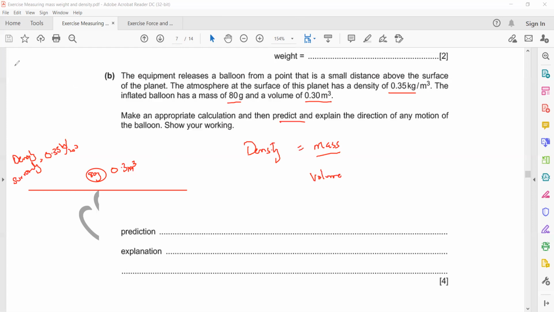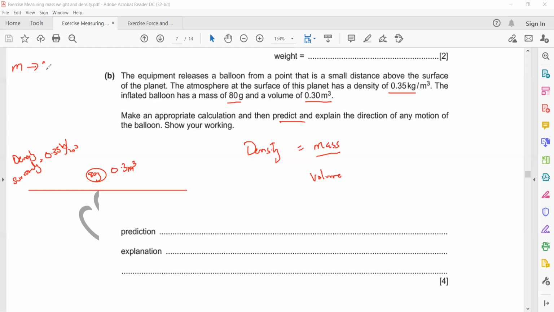Keep in mind, the atmosphere density is given in kilogram per meter cube. So when we are comparing the two values, we should have the same unit. So the balloon density should also be in kilogram per meter cube. The mass of the balloon is given as 80 gram.